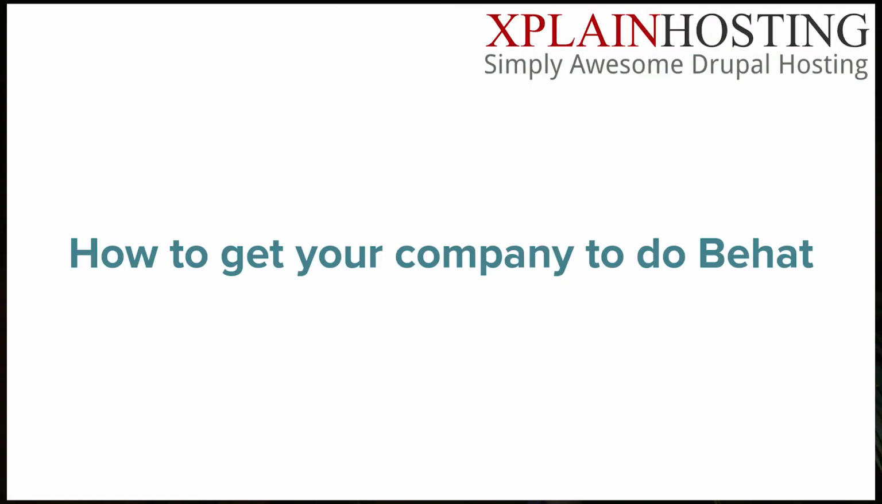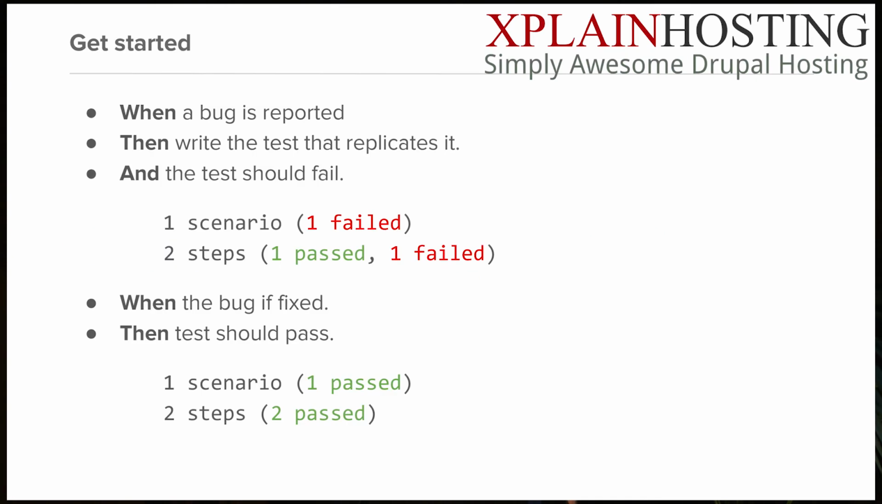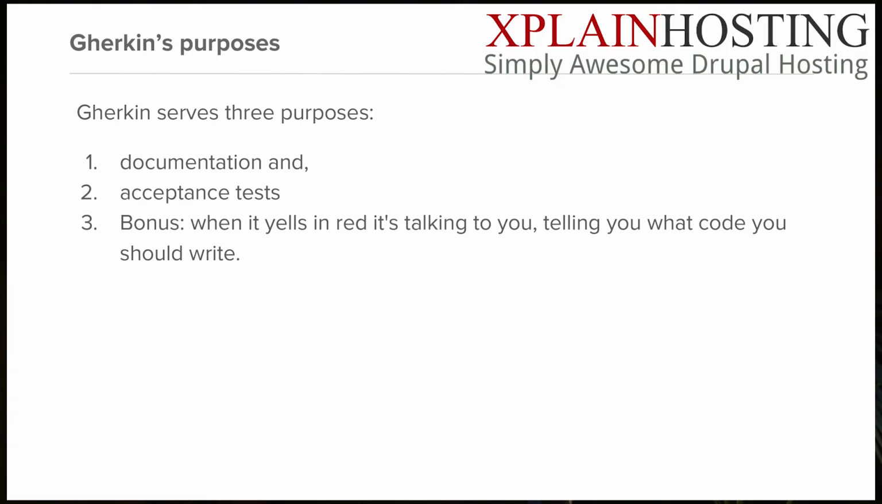So how do you get your company to do Behat? Well, we do it like this. When a bug is reported, you write a test that replicates it, and then the test should fail. And that's what you would see. So your scenario 1 failed. The next is when a bug is fixed, then the test should pass. And you can apply it immediately to any existing site. Get started with your first test. It doesn't need to be a new site. Any existing site works well.